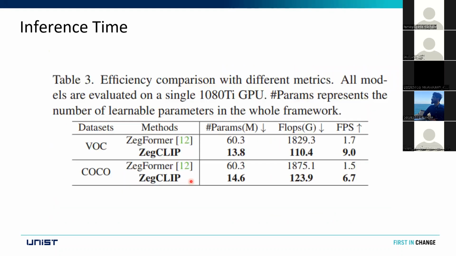And for inference, since they're using just one encoder, it performs noticeably better than other zero-shot segmentation methods. Like here, ZegFormer is 1.7 FPS on the VOC dataset, but it's 9 FPS for ZegCLIP. And on COCO, the other one is 1.5 and CLIP is 6.7. So it's noticeably faster than the previous methods.